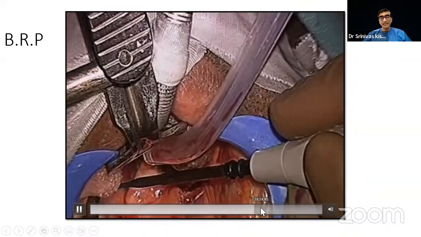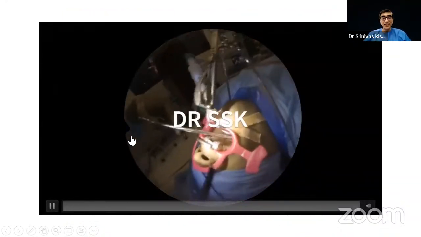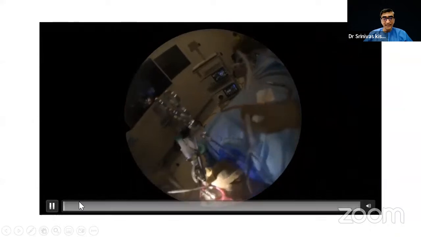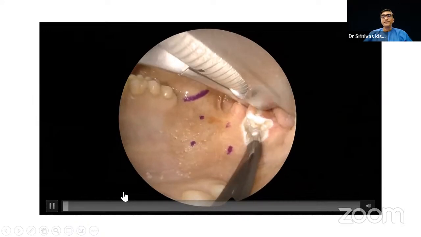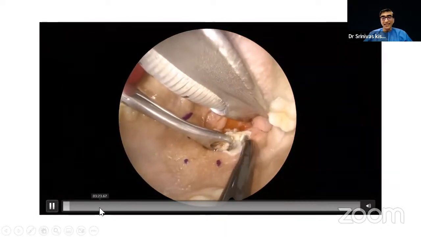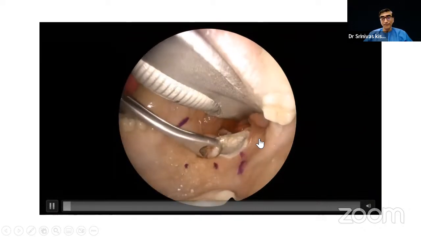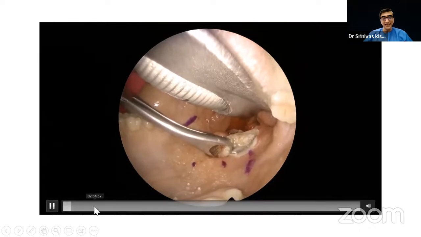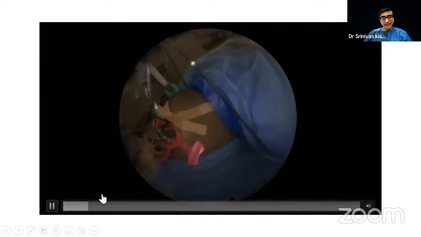And the same procedure is done on the opposite side. Let me just again show it in a very different way. Again, this is the marking. That was with a microscope, and this is with an endoscope. This is tonsillectomy. And OSA tonsillectomy is a little different. We clear off the anterior pillar in a more aggressive way. And you can see now, this side is done.